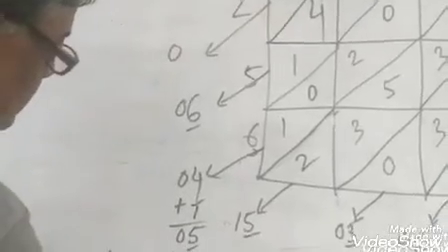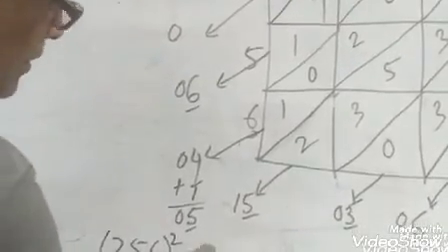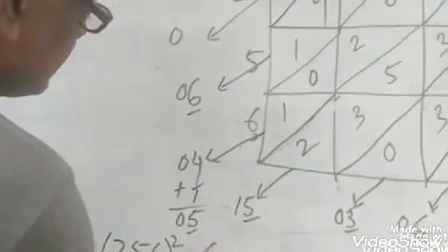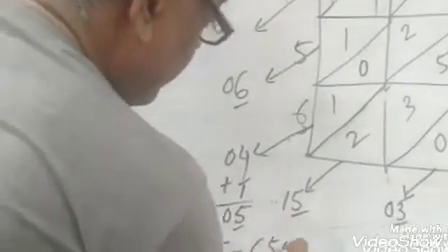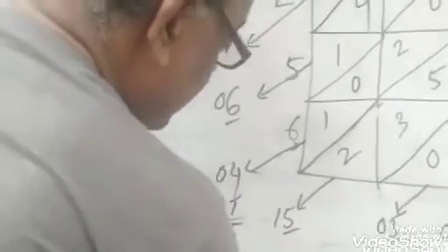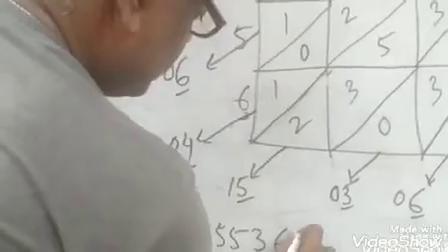That means 256 whole square equals 65536. This is the answer.